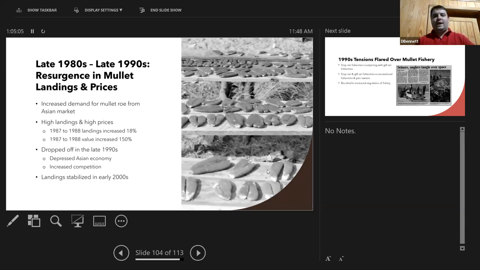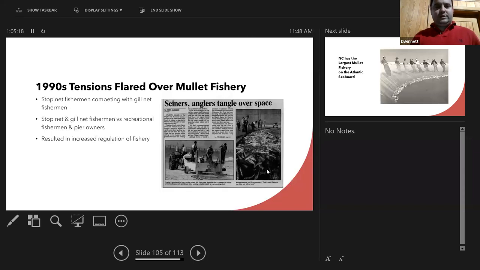Things dropped off in the late 90s, possibly because of a depressed Asian economy, and also possibly due to increased competition from other sectors. But landings stabilized in the early 2000s. In the 90s, there's a lot of tensions with the mullet fishery. You've got different groups of commercial fishermen clashing with each other, and also a lot of commercial and recreational fishermen clashing. A lot of it's due to space. And this causes the fishery to be further regulated.